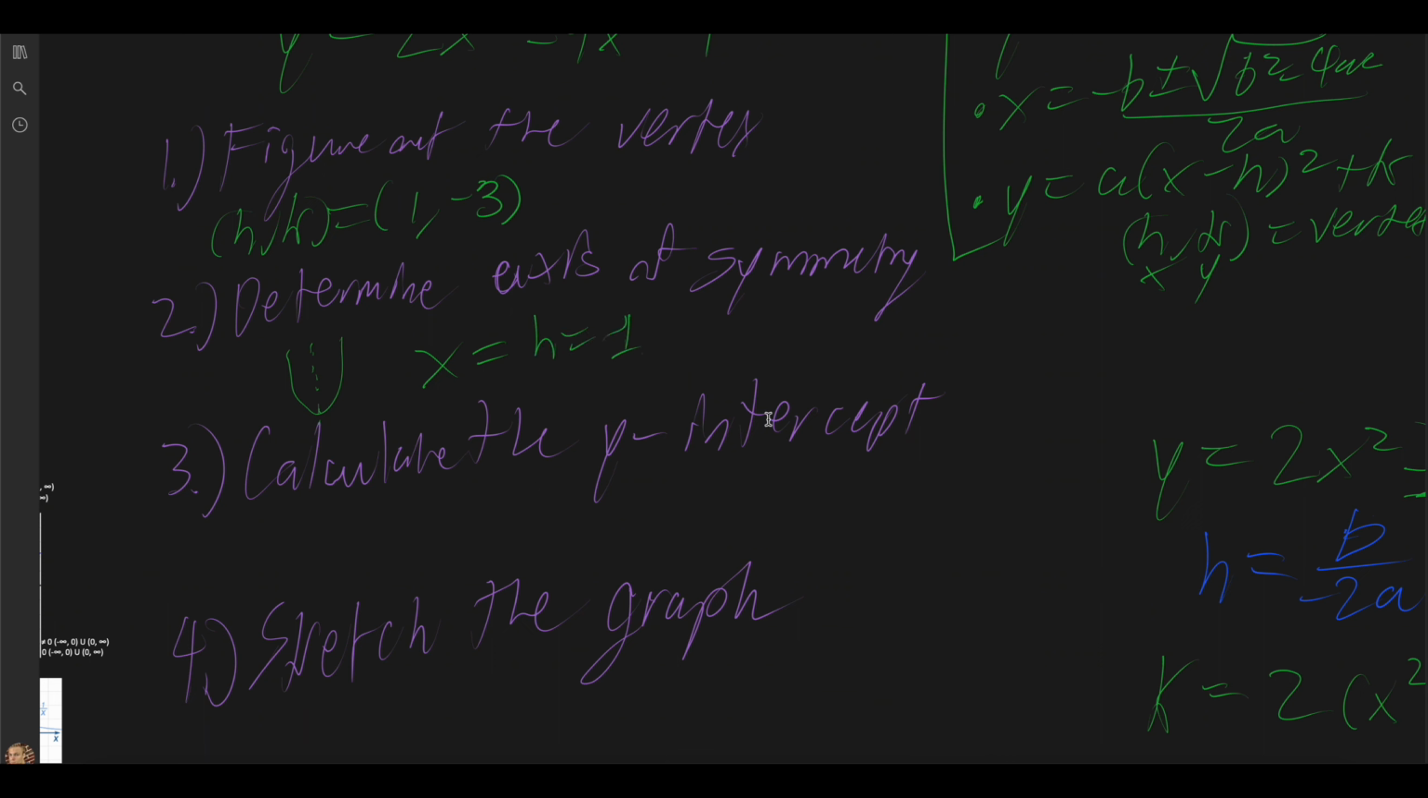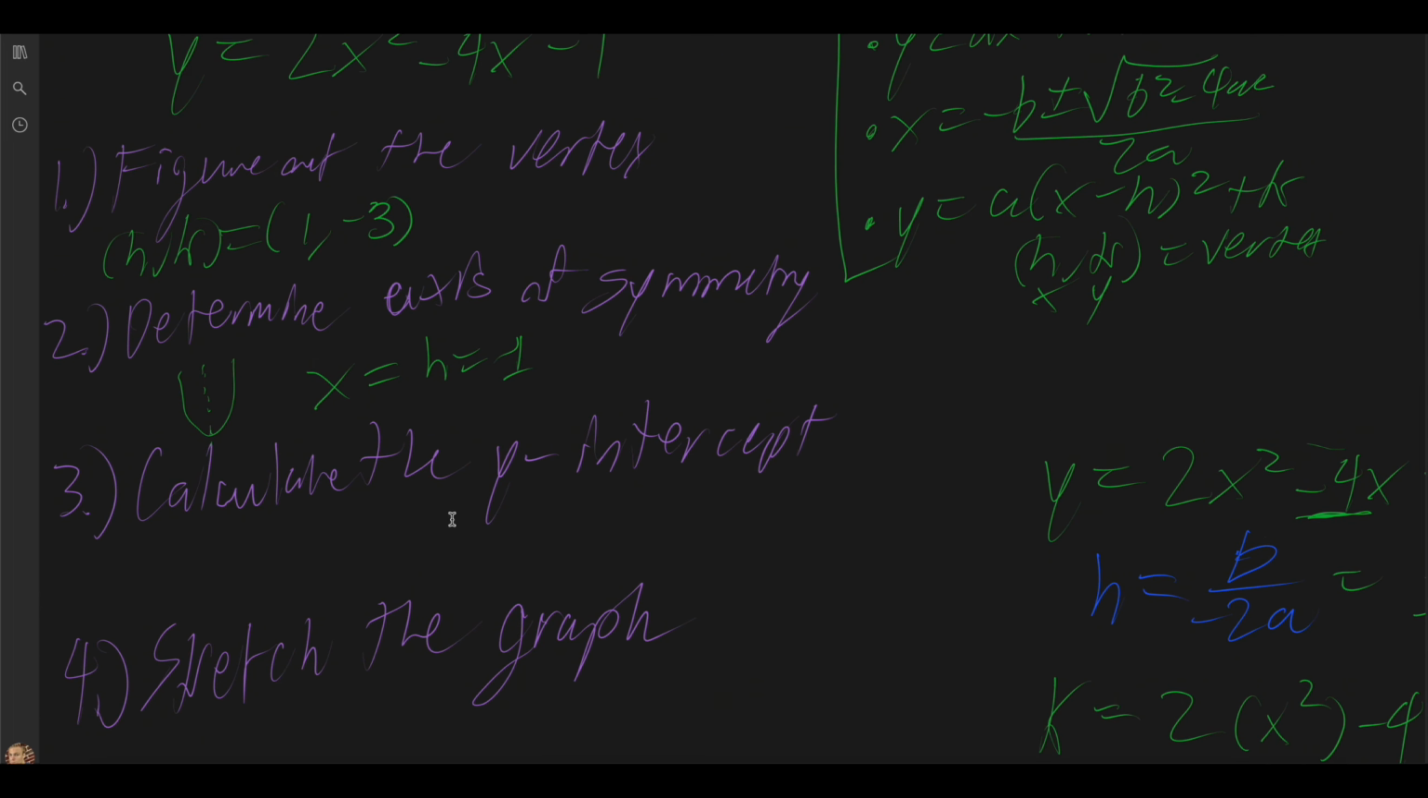And then we calculate the y-intercept. By definition, the y-intercept is where a line passes through the y-axis, when x is 0. So the y-intercept is the point where the line will hit whenever x is 0.